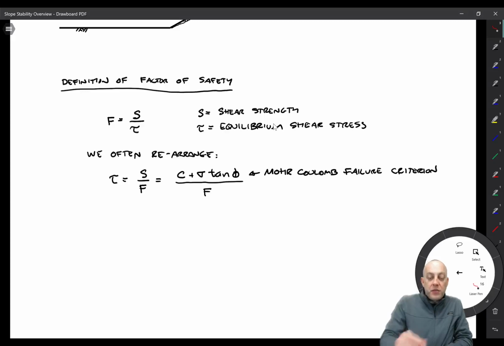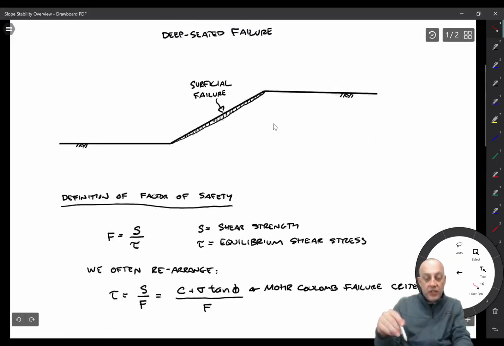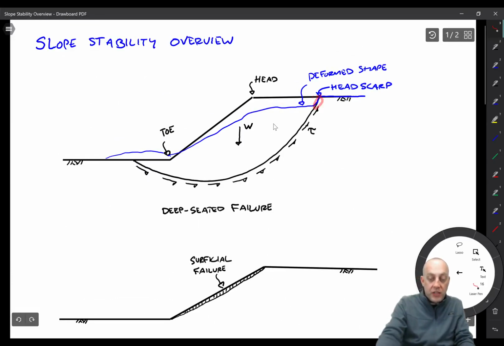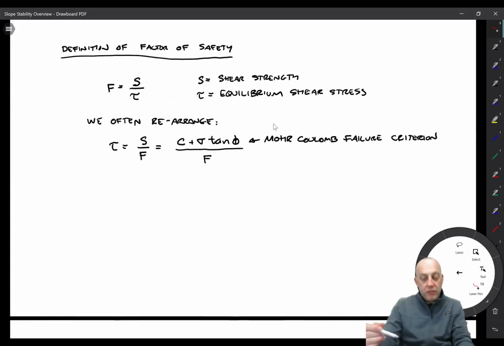And we assume the factor of safety is constant for a particular slope problem, although the strength and the equilibrium shear stress may vary spatially along the length of the slope. You can imagine the strength up here might be a lot lower than the strength down here. So anyway, the factor of safety we're assuming to be the same everywhere within the slope.